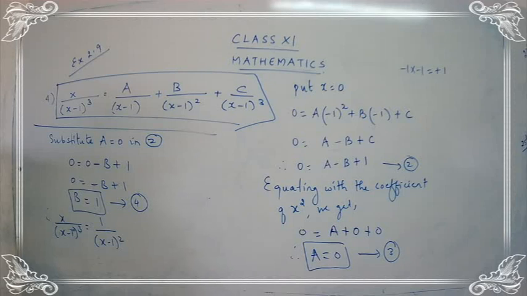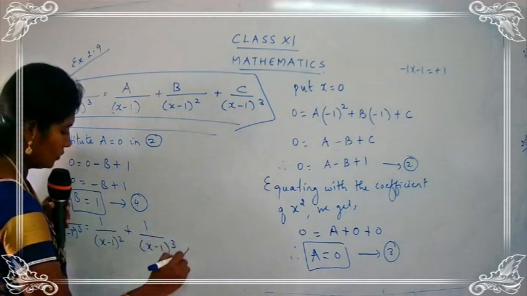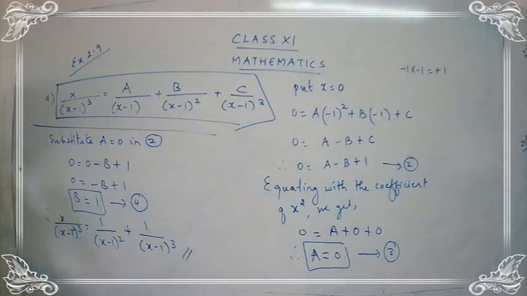C was also 1, yes. B is equal to 1, C is also 1. Plus 1 upon (x minus 1) the whole cube. So x upon (x minus 1) the whole cube is equal to 1 upon (x minus 1) the whole square plus 1 upon (x minus 1) the whole cube.